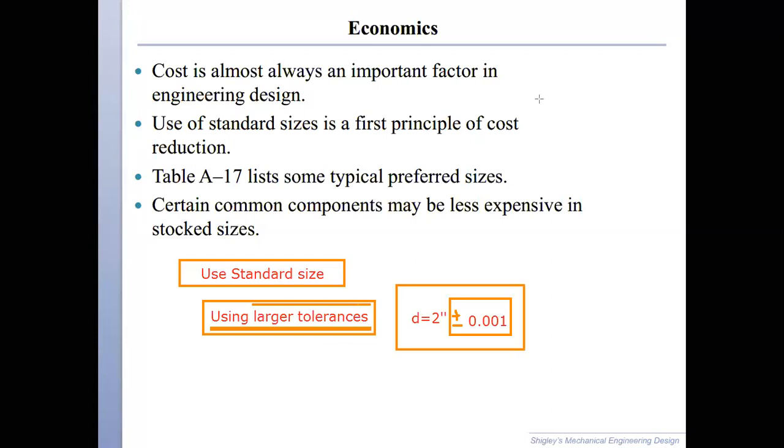Agar main tolerances ko bahut tight rakhta hoon, so then I will look for the part everywhere that it goes, everywhere that it is machined. I look for the dimensions of this shaft that they are not exceeding a certain limit. Otherwise, I'll reject them. So, ek to rejection will be more.